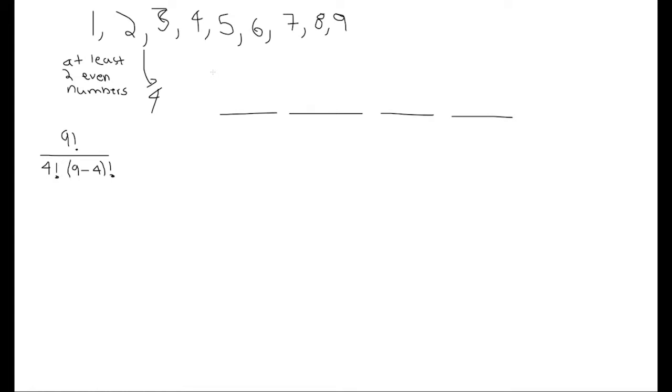So how would we solve a problem like this? Well, we could actually split this situation into different scenarios. I'll show you what I mean. The first scenario would be where you have 2 even numbers and then 2 odd numbers, right? Because we have 4 positions in total.